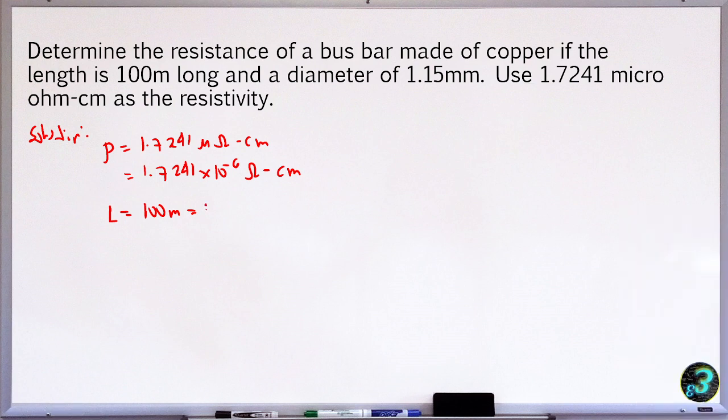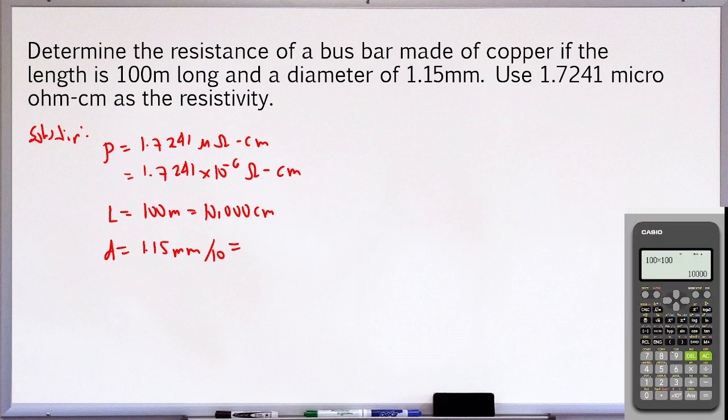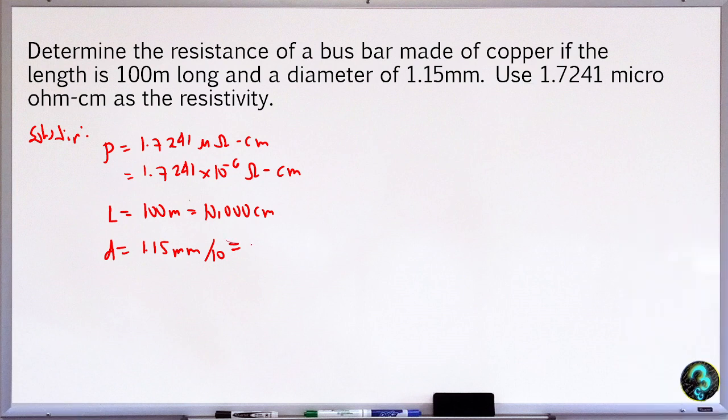So, we have 10,000 centimeters, okay? Then, your diameter is equal to 1.15 mm. So i-divide nyo lang to ng 10 para maging centimeter. So we have 1.15 mm divided by 10. So that is equal to 0.115 centimeter. So ating formula is R is equal to rho L over A.